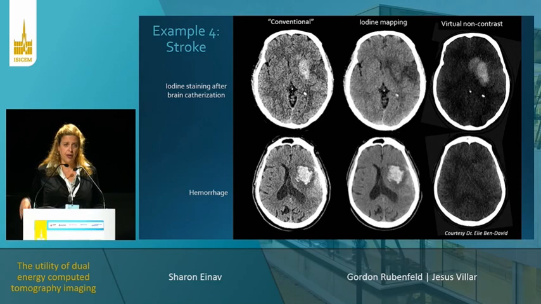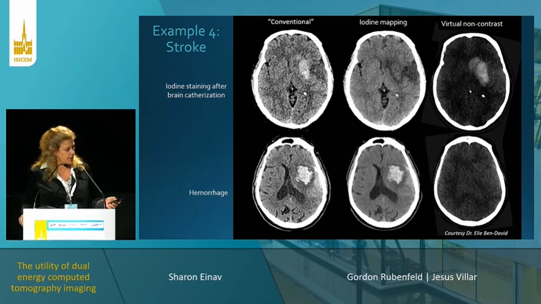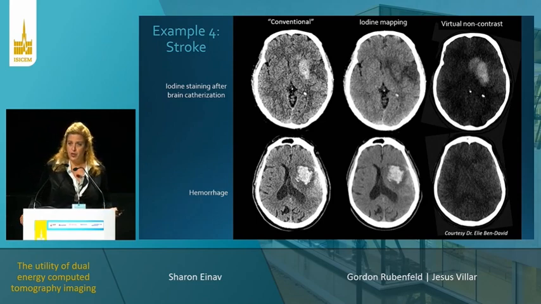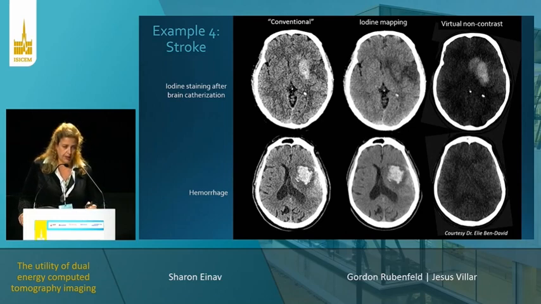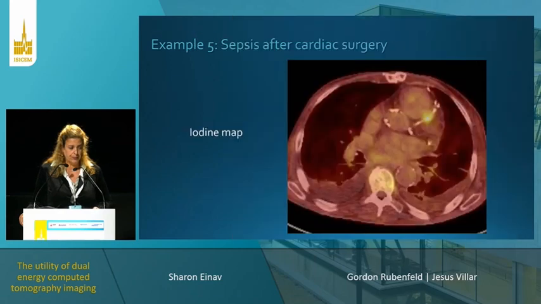And in this example for stroke, you can see the same concept. Many times after angiography of the brain, there's a residual contrast, and here you can see iodine staining after brain catheterization, where with virtual non-contrast it remains, but if it's acute hemorrhage, it will disappear. So that way you can differentiate between new onset bleeding or not, and know whether your patient has new onset bleeding that needs to be treated as well.